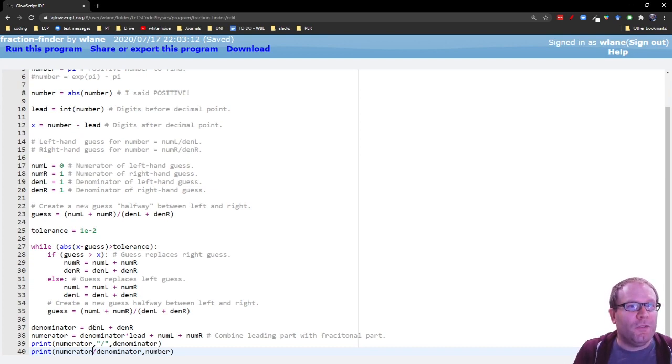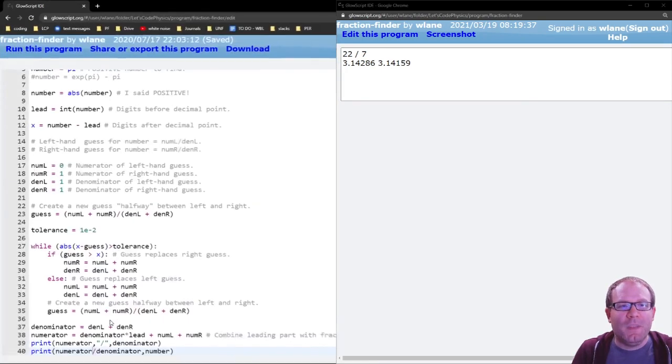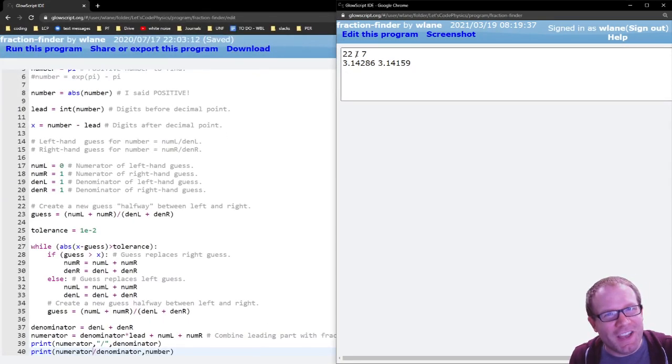So let's see what fraction we get for pi to within 0.01. Not really a surprise, we get 22 over 7, right? This is this famous approximation for pi. I remember seeing it as a recommendation on the SAT if you're looking for an approximation for pi. It gives us a 3.14286, whereas pi is 3.14159, right?